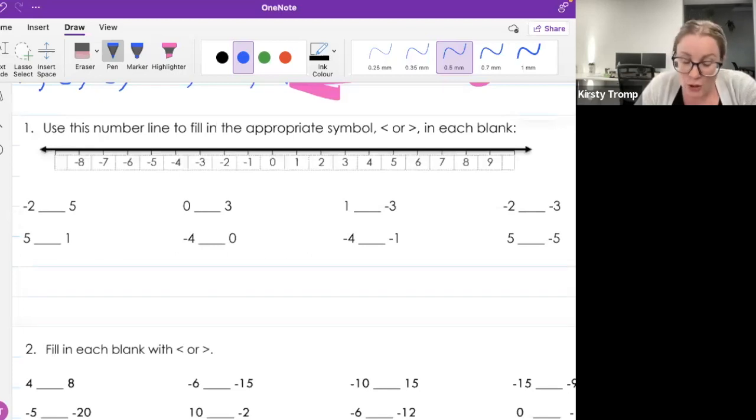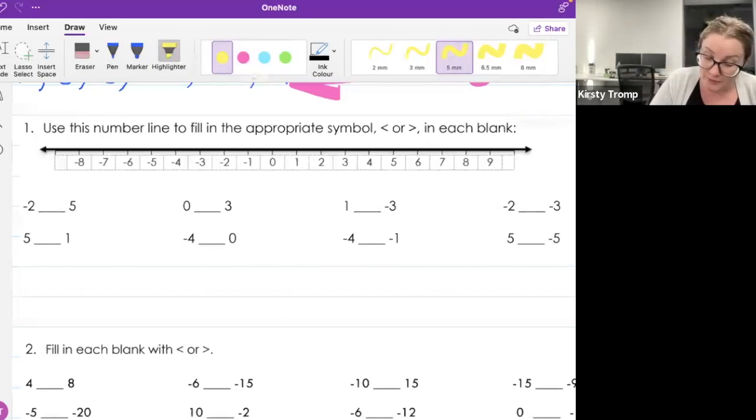So I'm looking at my number line. I've always used my number line in the past. I know how a number line works. Numbers to the right of a number mean that they are bigger than it. Numbers to the left of a number mean that they are smaller than it. So my very first one, I'm looking for the number -2, and I'm looking for the number 5.